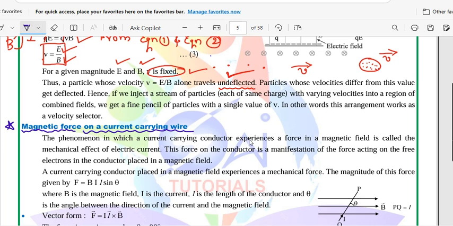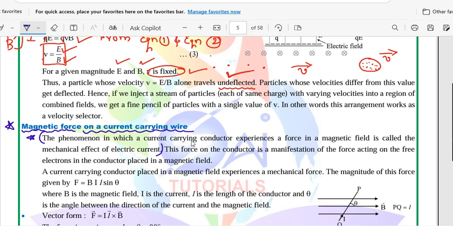current carrying conductor experiences a force in a magnetic field is called the magnetic mechanical effect of electric current. Let us consider this point. This is the magnetic force on a current carrying wire. The name itself indicates the phenomenon. If you consider any current carrying wire, what is the magnetic force there? The phenomenon in which a current carrying conductor experiences a force in a magnetic field is called the mechanical effect of electric current.